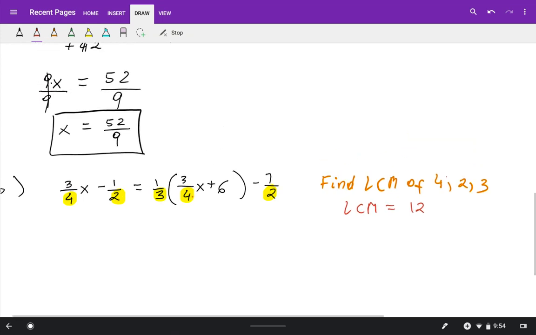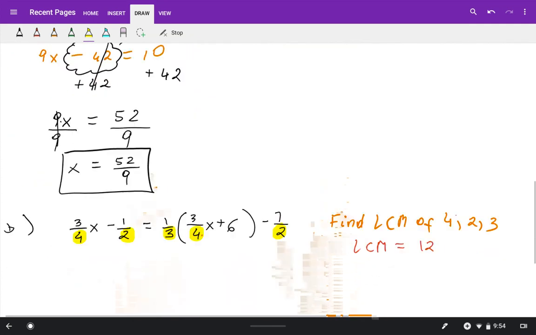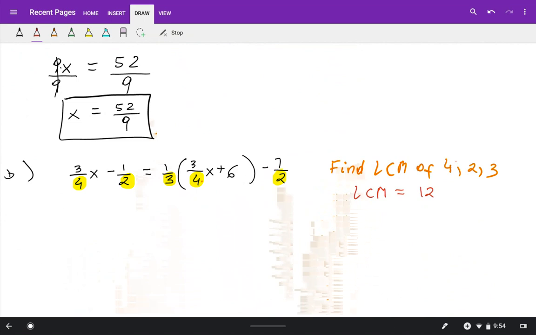So next what we're going to do, I'm moving to step number 2. I'm going to multiply both sides of the equation by the LCM. LCM is 12, so I multiply both sides of the equation by 12. And again, I copy the original left side of the equation in the parenthesis. Okay. So we have 3 over 4x minus half equal.